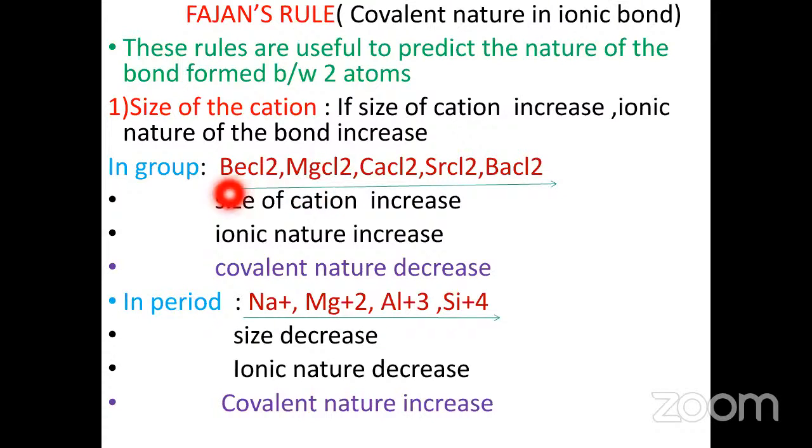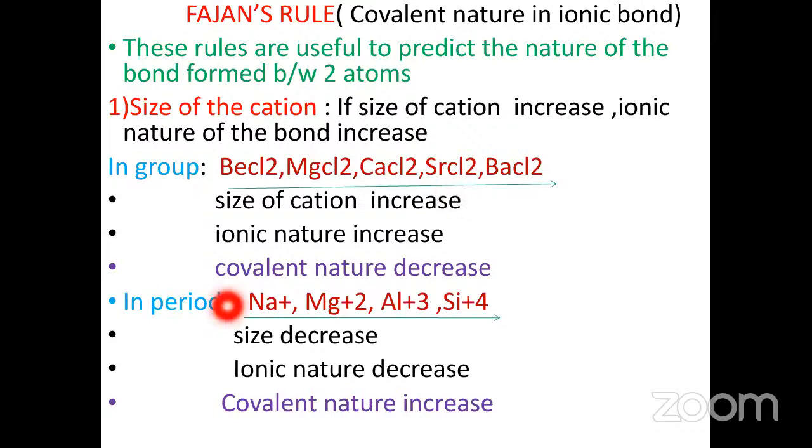Here beryllium gets +2 charge, magnesium gets +2 charge, calcium gets +2 charge, strontium gets +2 charge, and barium also gets the +2 charge. So in a group, from top to bottom, beryllium to barium, the cation size is increasing. Whenever the cation size increases, what happens? The ionic nature of the bond also increases. Whenever the ionic nature increases, the covalent nature decreases. It is totally opposite. The ionic nature is totally opposite to the covalent nature.